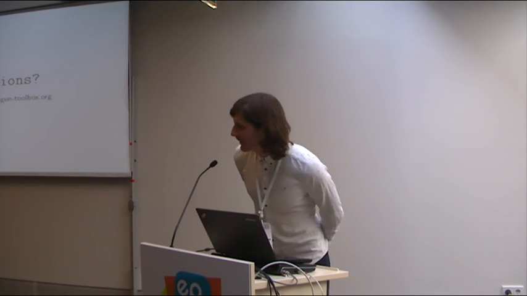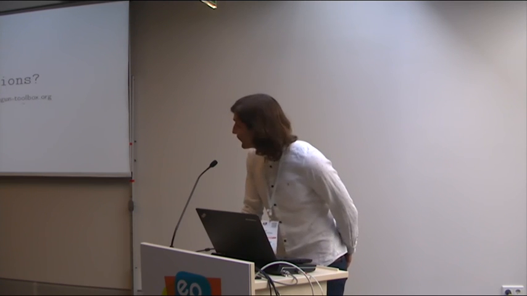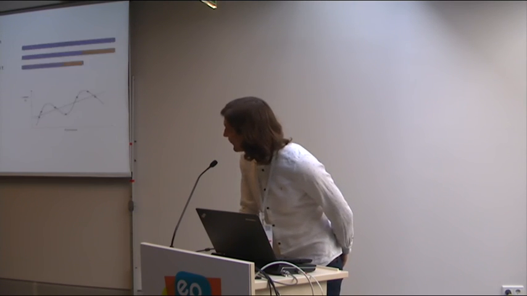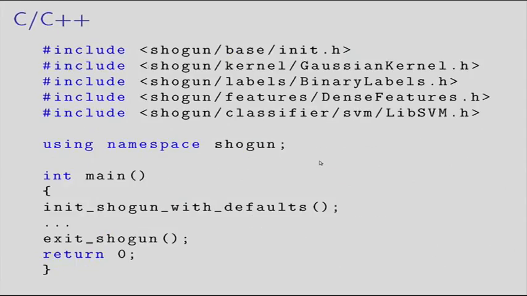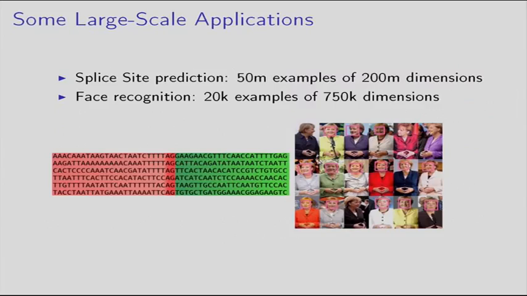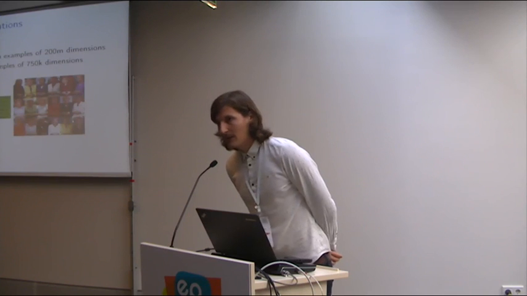So the question is what I mean by large scale. I skipped this example here. These ones here are quite neat. This was done on a laptop. It's an example from bioinformatics about splice site recognition. A splice site is something in your DNA where your DNA is transcribed to RNA and then it's cut into pieces before it's translated to protein, and you want to predict where this happens. There's a data set here where we're talking about 50 million examples, and the dimension of the feature space, the representation, is 200 million. So that's quite big. And this runs on a laptop in a couple of hours.